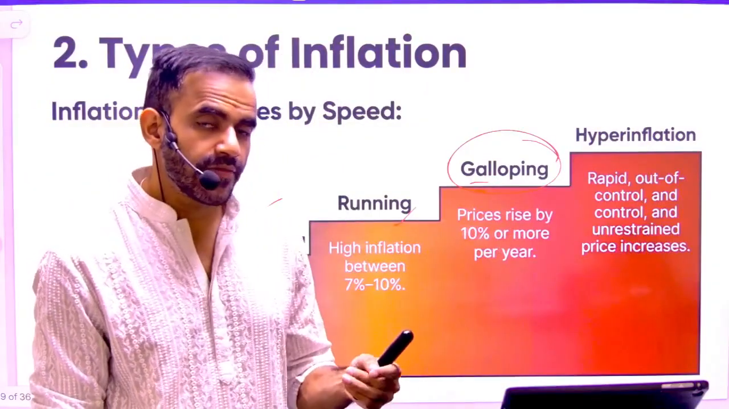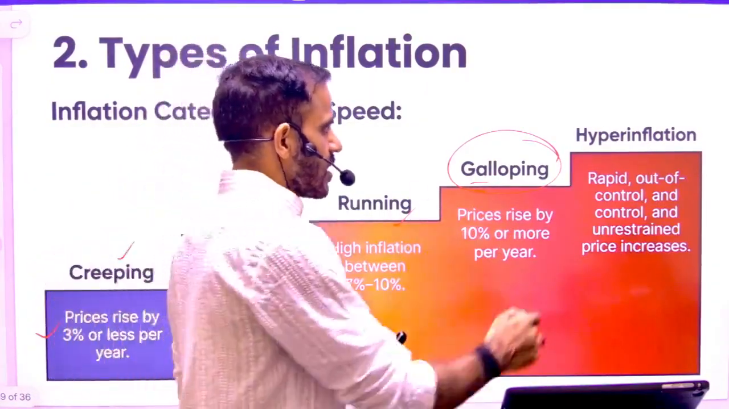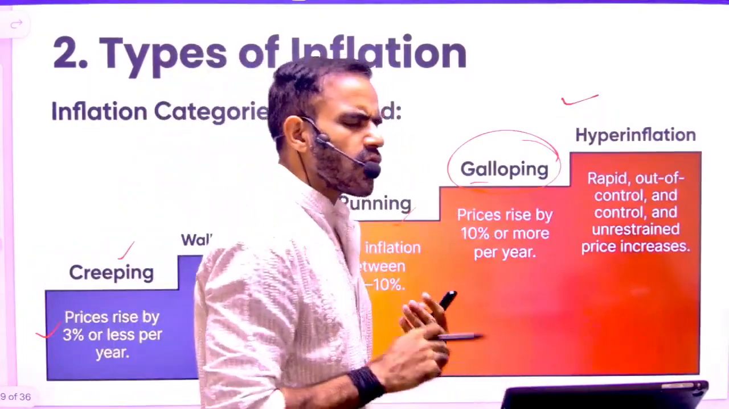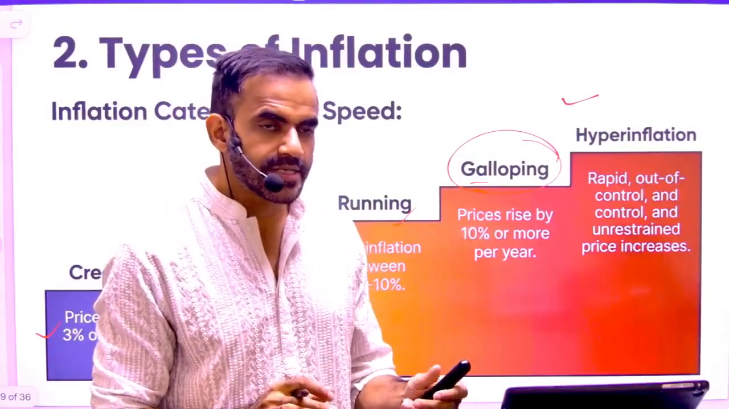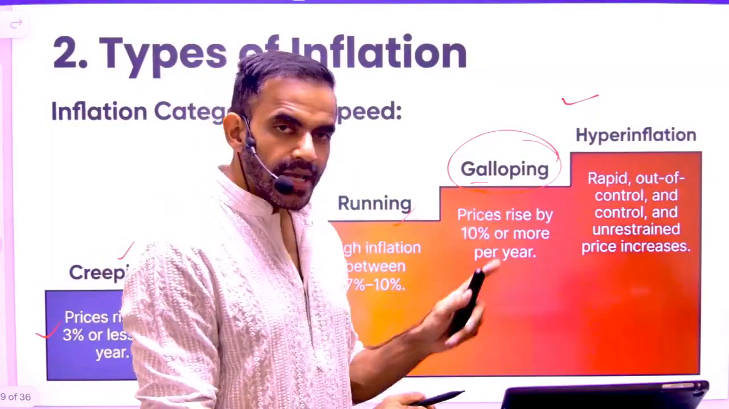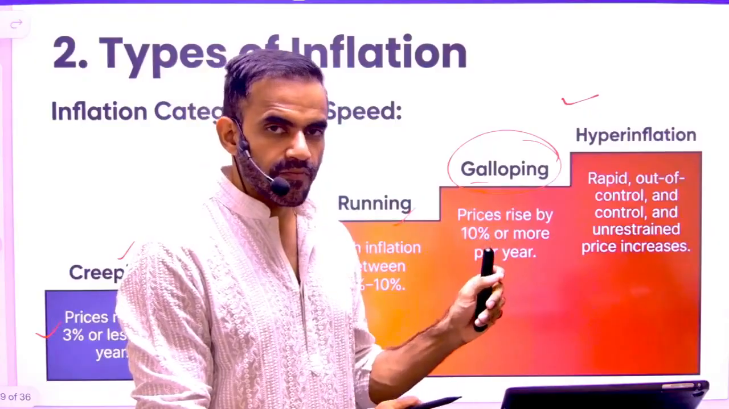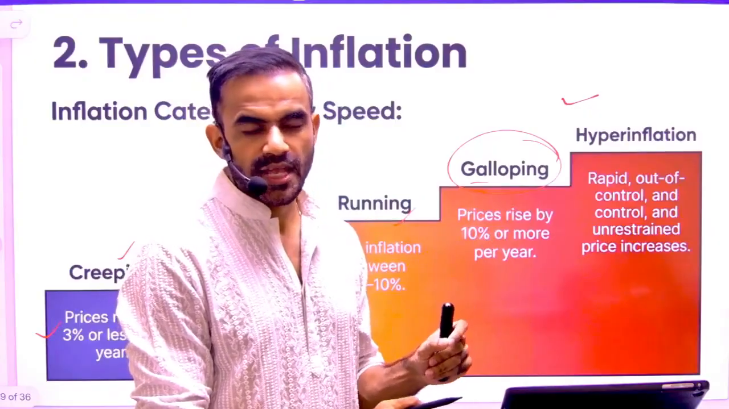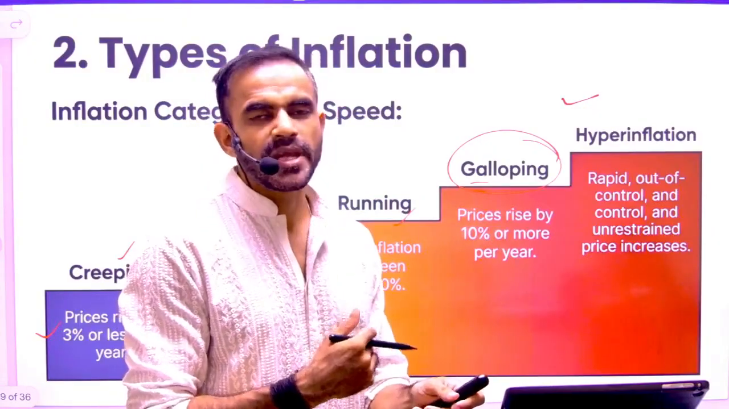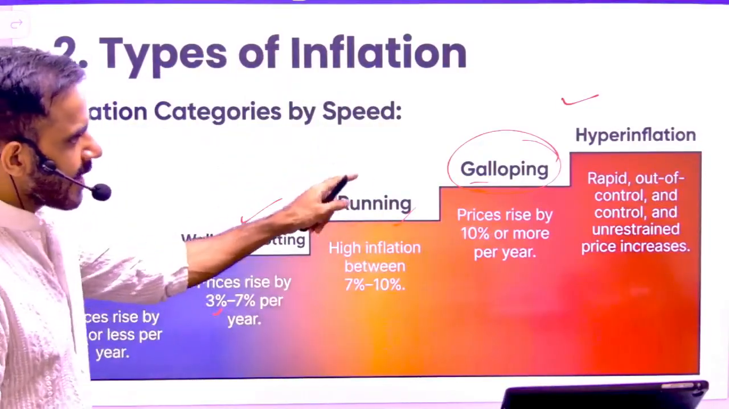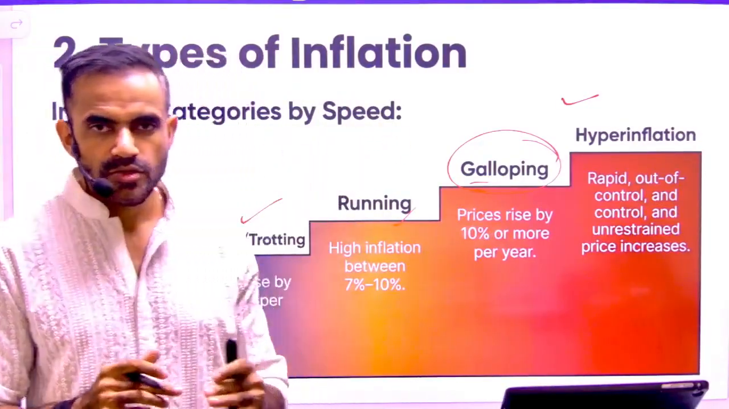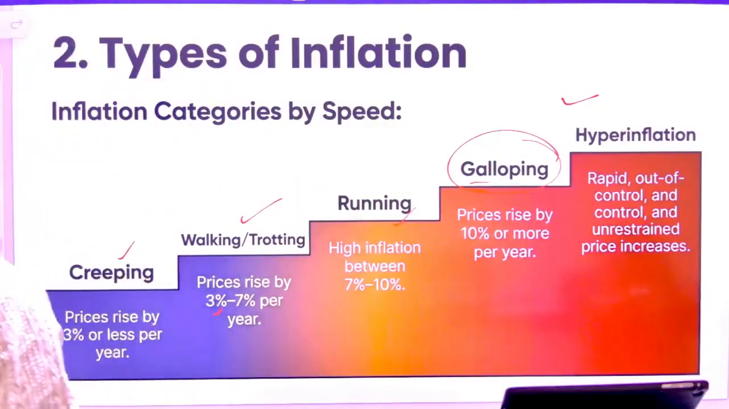And if the rate of inflation is more than 100%, or in certain cases it can be even 1000%, that is referred to as hyperinflation. In this case it is very difficult to control the inflation, because it is a combination of factors. So creeping, walking, running, galloping, and hyper. Okay, so these are the categories on the basis of rate of inflation. That simply means how quickly the prices are increasing.